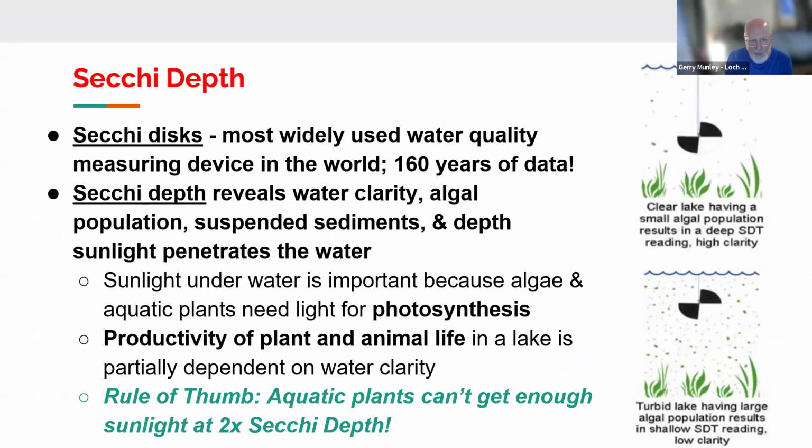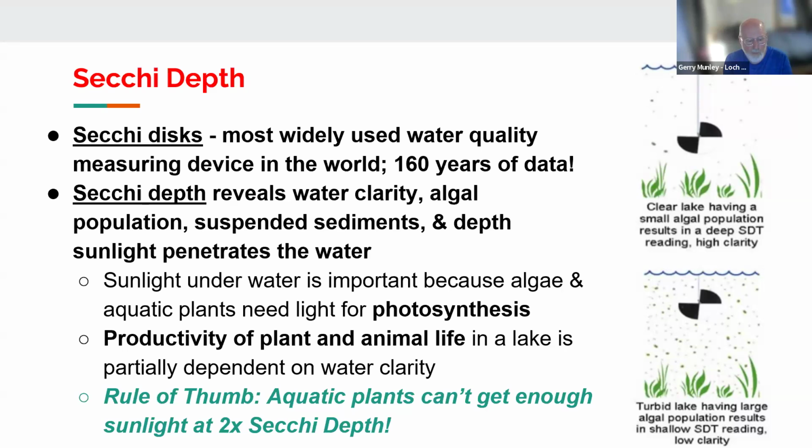So the Secchi disk, or Secchi depth, I should say, the Secchi disk is the most widely used water quality measuring device. It's been used for 160 years, and it is such a simple thing that reveals so much about the lake clarity, algae population, sediments that are suspended, and the depth the sunlight penetrates. And of course, the sunlight is going to be really important because it helps with the process of photosynthesis and improves the productivity of plant and animal life.